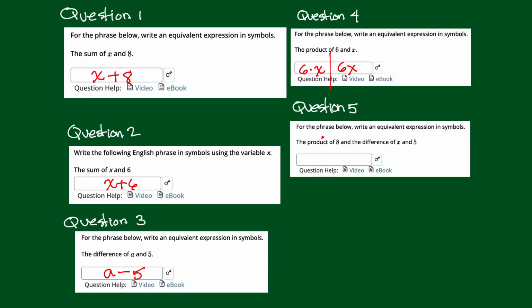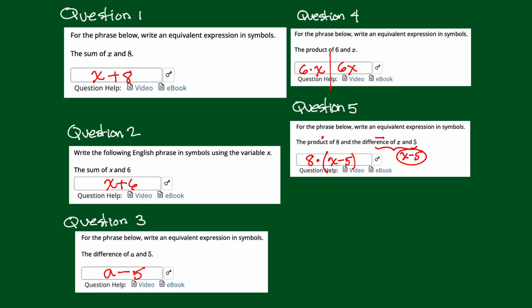Question 5 asks us to write an expression for the product, multiplication, of 8 and the difference of x minus 5. So I've got a multiplication and a subtraction. So what have we got here? We want the product of 8 and the difference of x and 5. Now the difference of x and 5 is x minus 5. So here's what I'm going to write. I want the product of 8, there's 8, the product, and I want to multiply that by x minus 5. Now I want that whole x minus 5, 8 times all of that. So I'll put parentheses, x minus 5.